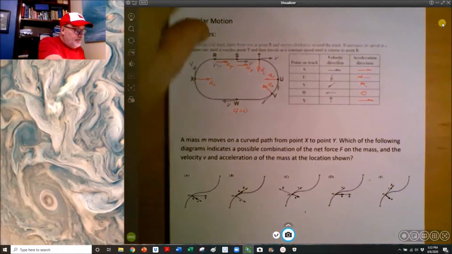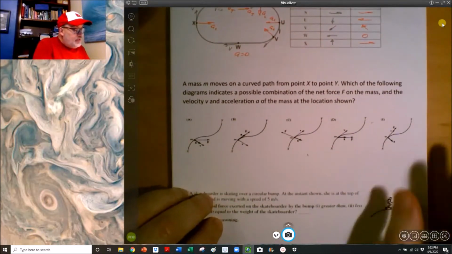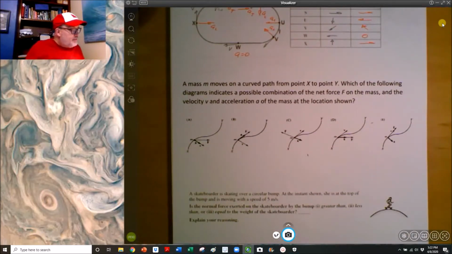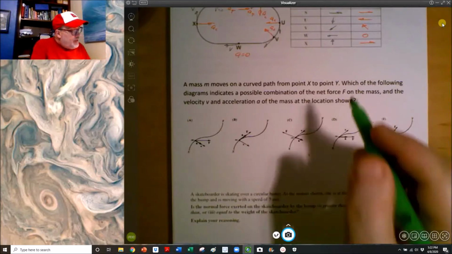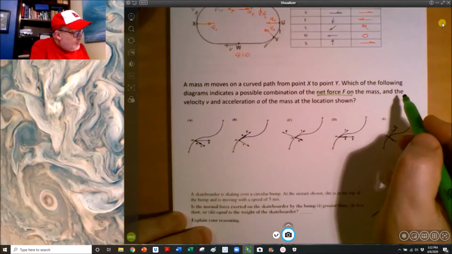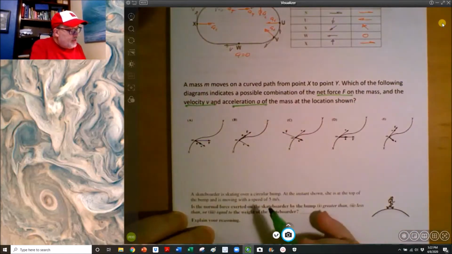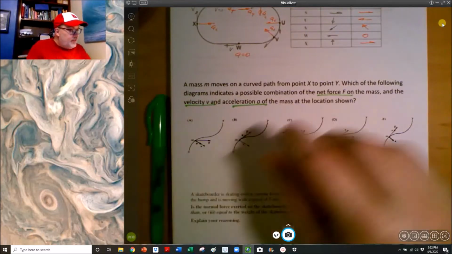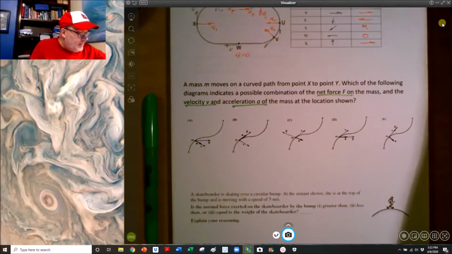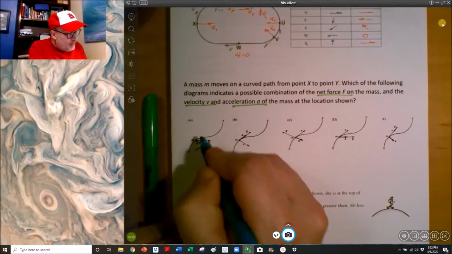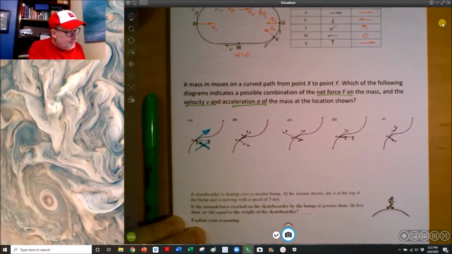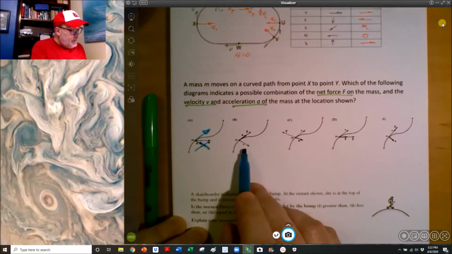Now our second one says we have a mass that moves in a curved path from point X to point Y. Which of the following diagrams indicates the possible combination of the net force on the mass, the velocity, and the acceleration? All right, so let's take a look at velocity first because it has to be parallel to the path. So you see right here, this velocity is not parallel to the path. So this one is right out. It should have been this way. So that one's gone. This one is the same.